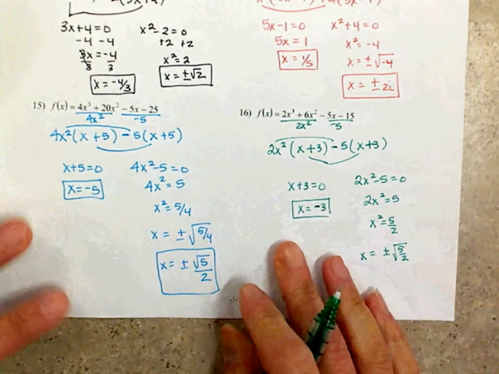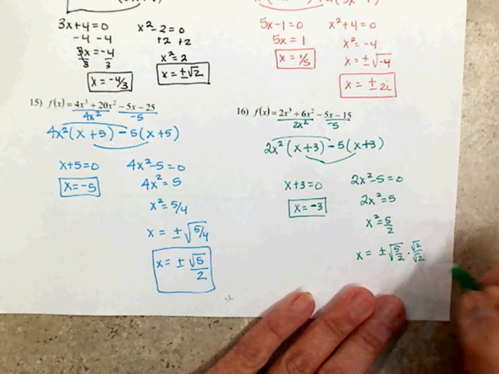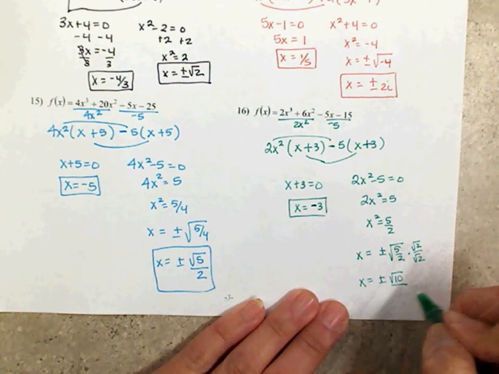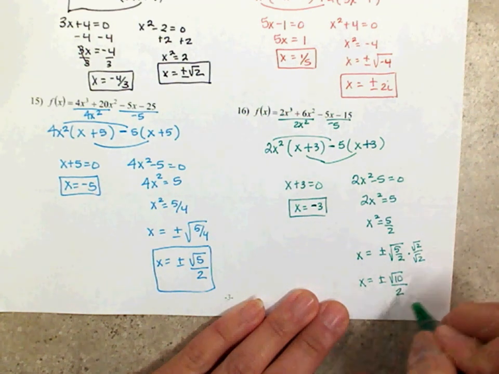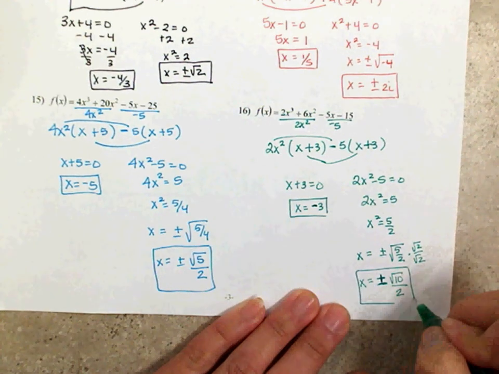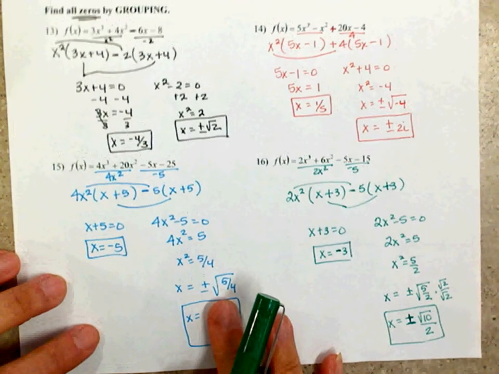All right. Rationalize. Times square root of 2 over square root of 2. So x is plus or minus square root of 10 over 2. Square root of 2 times square root of 2 is just 2. So there's your other 2 solutions. Okay. And there you have grouping.